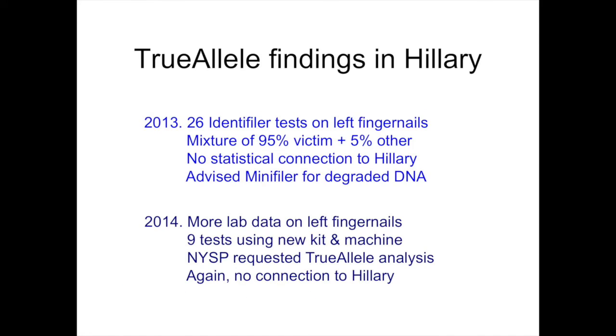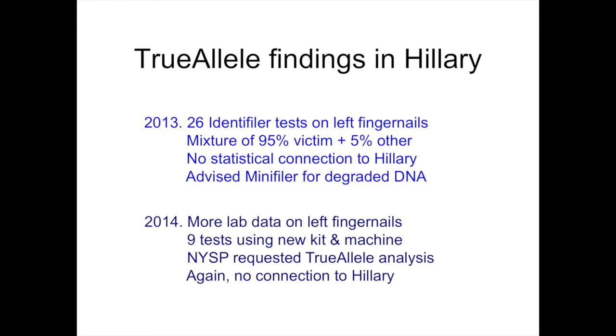What did TrueAllele find in Hillary? Well, initially we only looked at the fingernails. And in 2013, the lab hadn't done the usual 1 or 2 tests for some reason. They were very interested in the fingernails, and they had unusually done 26 identifiable tests on fingernails. What we found was a mixture that was about 95% of the victim, 5% of someone else, with no statistical connection to Hillary. The numbers were slightly exclusionary, but pretty much inconclusive in terms of making a definitive answer.